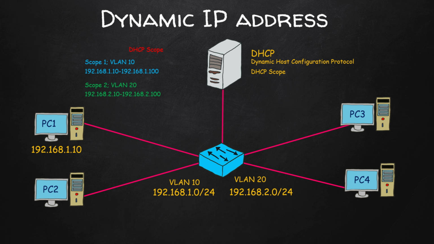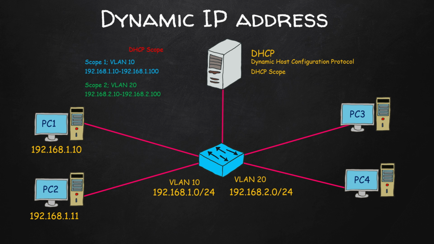Now when PC2 requests an IP address from the DHCP server, the DHCP server checks each item on the checklist: from which VLAN this request is coming, what is the range of IP addresses available in that scope, and what is the next free IP address it can offer to PC2. So here we can say our range is from 10 to 100 and the IP address 10 is already given to PC1. So the next available one is 11 and that will be given to PC2. So PC2 gets the IP address 192.168.1.11.